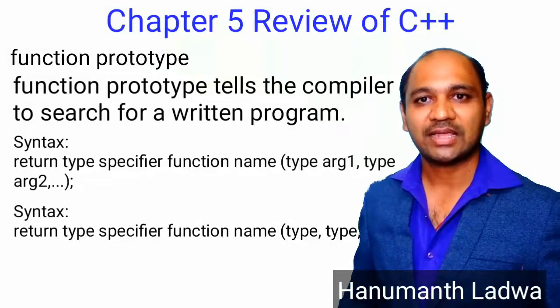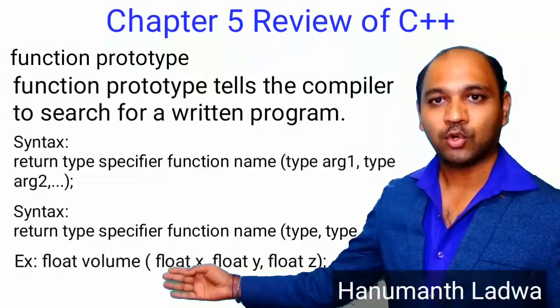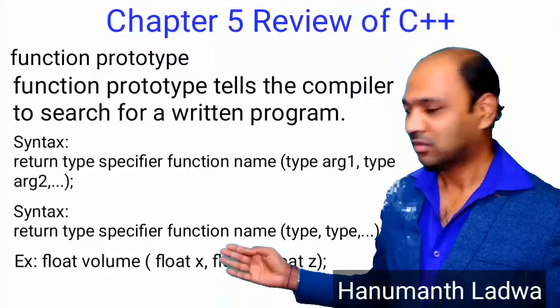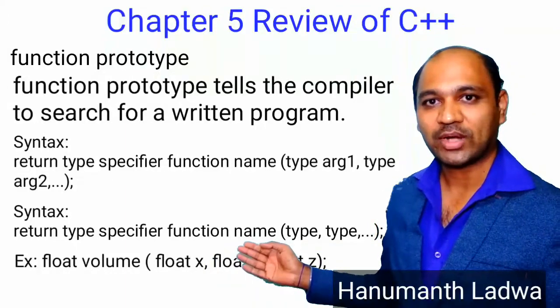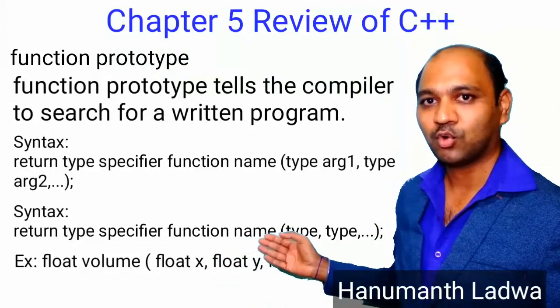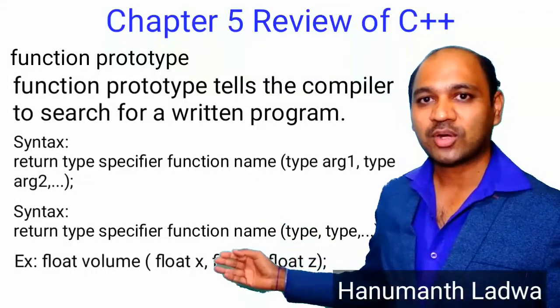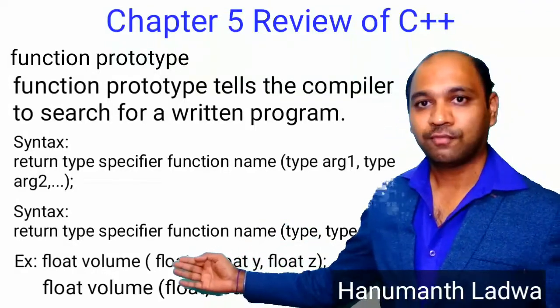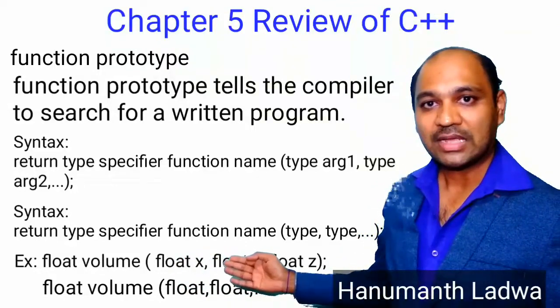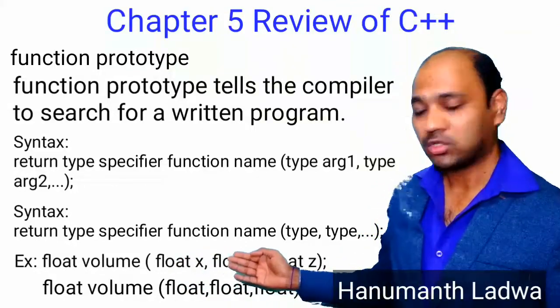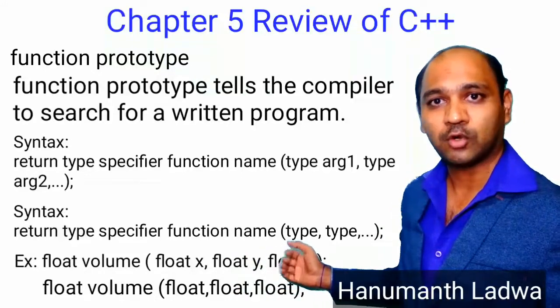Now let us take an example. Here we'll write float volume, then inside the round braces we are going to write float x comma float y comma float z. Otherwise we can also write the same statement as float volume, inside the round braces we are going to write float comma float comma float.